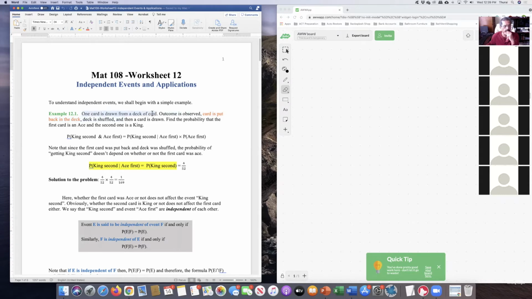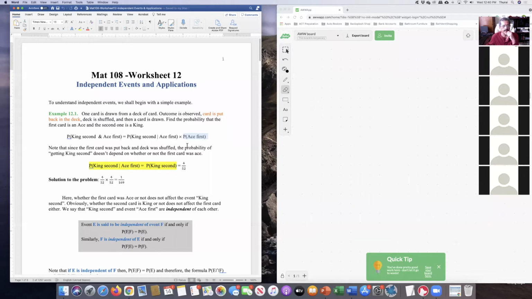I draw 1 card from a deck and observe the outcome, and I put the card back. And then they shuffle the deck and take another card. And the problem says, find the probability that the first card is ace and the second card is king. First card ace, second card king. So that means we need the probability for king second and ace first, both. So that's the intersection. That's equal to the probability for king second given ace first times the probability ace first. This is how we have been doing it.